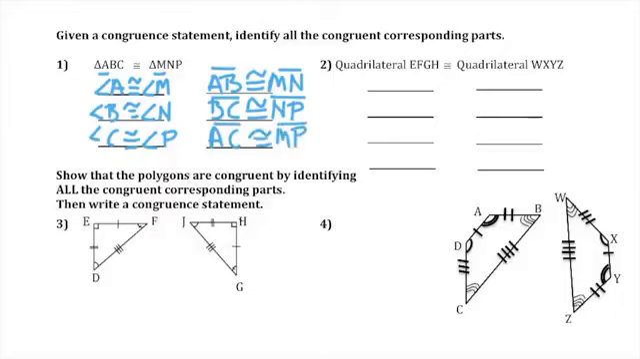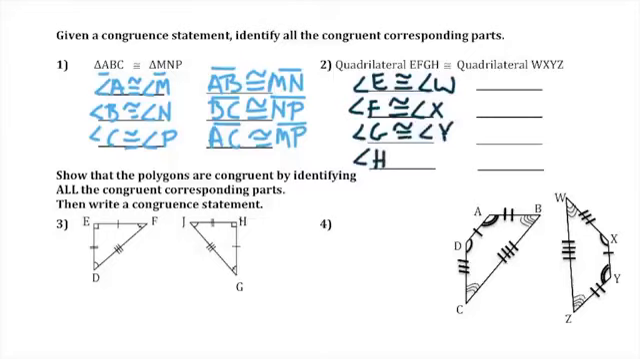Okay, number two, we have the quadrilateral EFGH is congruent to the quadrilateral WXYZ. So again, we're just going to go through in order. The first one in each part of our congruent statement, each quadrilateral, then the second, then the third, then the fourth, and that will give us all of our angles. So the first ones, we have angle E is congruent to angle W. Then we have angle F is congruent to the second one in our second quadrilateral, which is angle X. Then we have angle G is congruent to angle Y. And angle H would be congruent to angle Z.